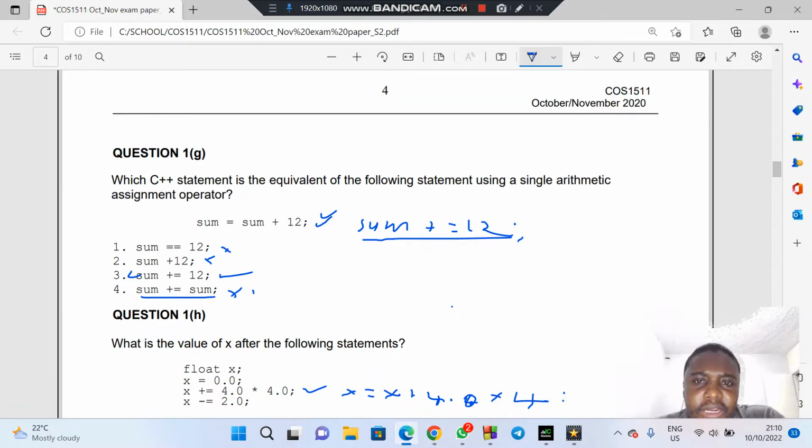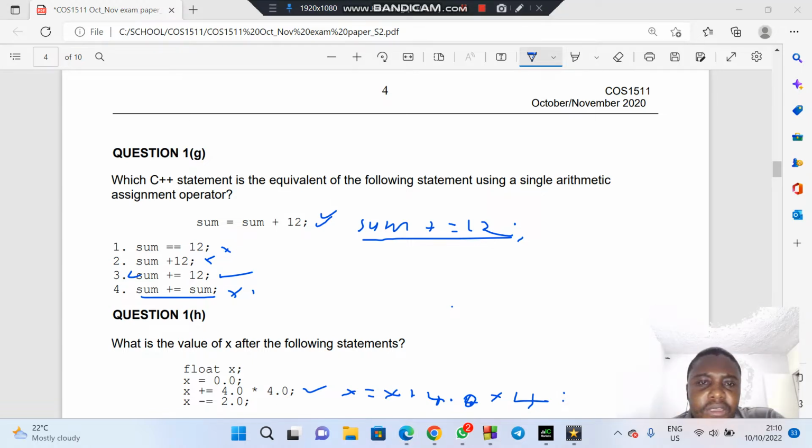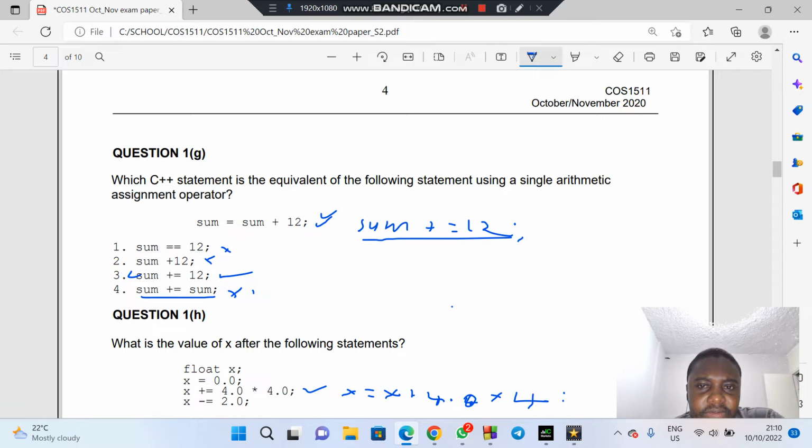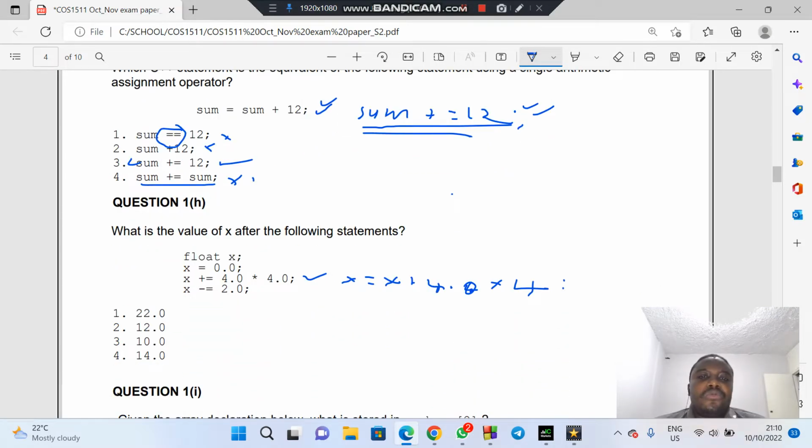So this one now, when you write it, you're gonna write it sum plus equals 12, which is the equivalent of this one. They are all equivalent. If you check there, here they put a double equal sign, which does not mean that it is going to be adding. And in this one they just put plus only, and they also miss the equal sign. It's not exactly the same as this one. So the one exactly the same as the one I wrote is number 3. So that's when you choose number 3 for that one.